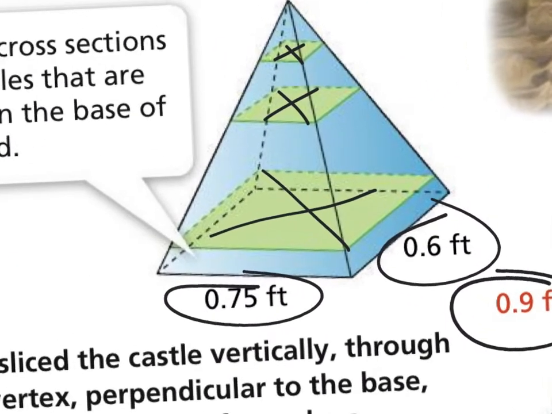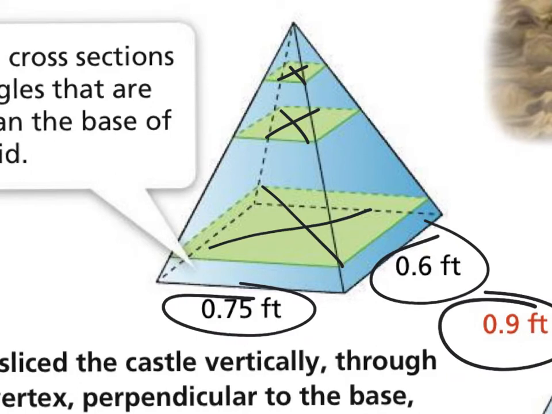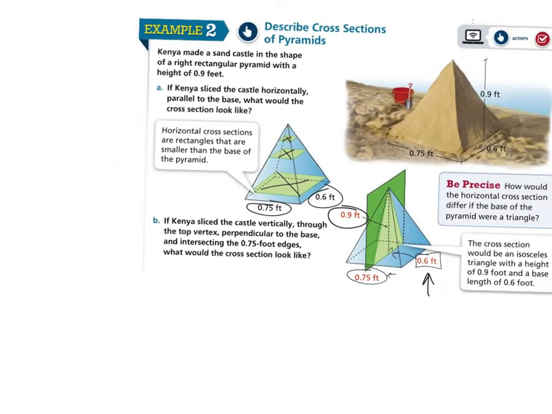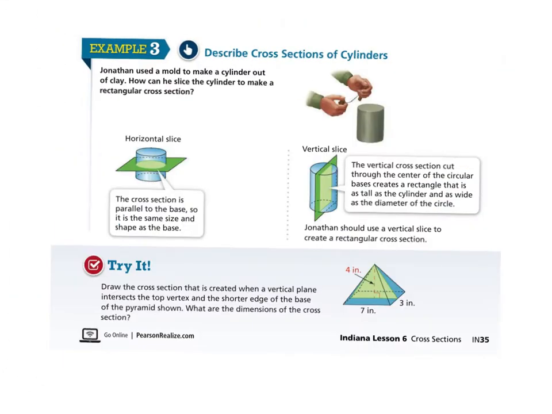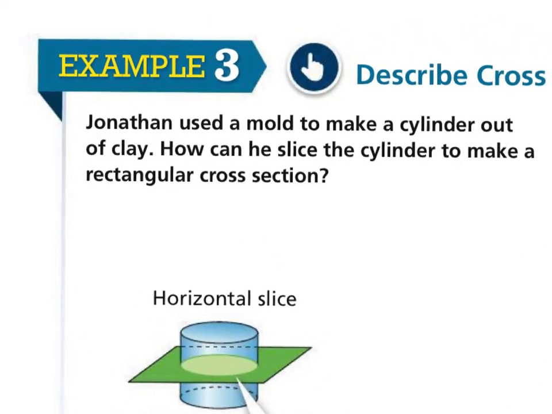But for this other one, we know they're going to be rectangles, but we don't know what the exact dimensions are going to be unless they tell us those. Look at example 3. Jonathan used a mold to make a cylinder out of clay. How can he slice the cylinder to make a rectangular cross section?